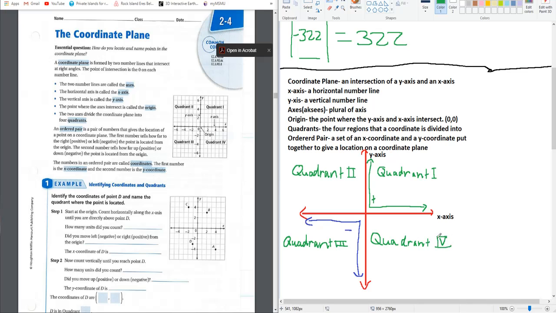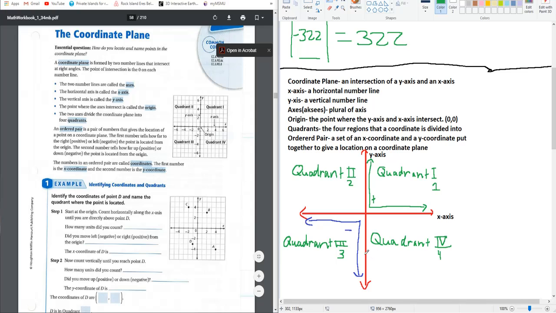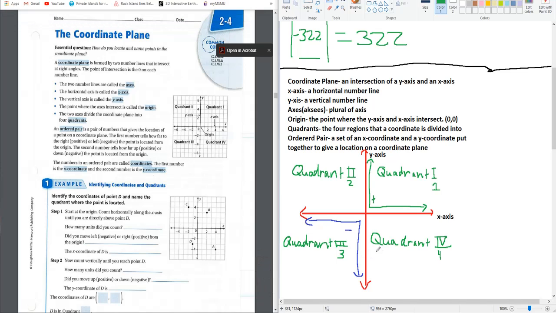Now, you don't really need to be able to read Roman numerals. You just need to know that this means quadrant 1, quadrant 2, quadrant 3, quadrant 4. Okay? We can go over Roman numerals at some point in time. They're not super important now. All you need to know is what these 4 mean specifically.